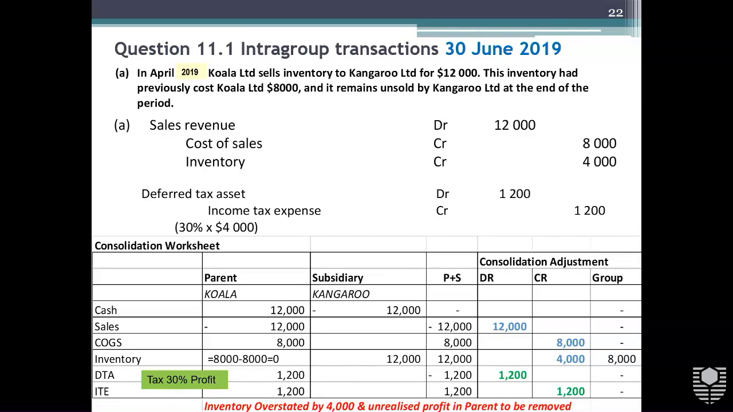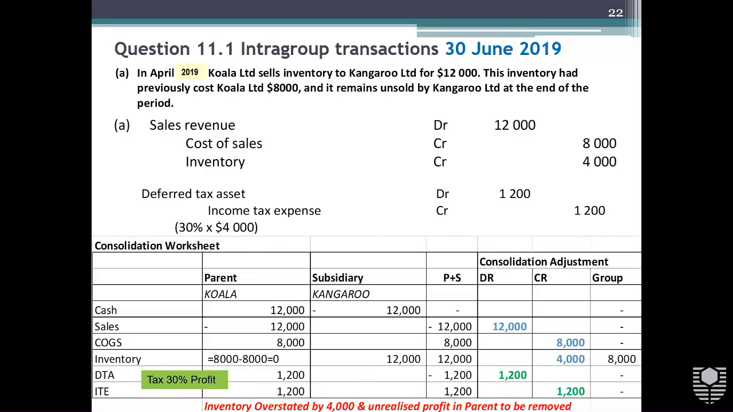So our journal entry, as shown here in the worksheet: debit sales revenue 12,000, credit cost of goods sold 8,000, credit our inventory by 4,000, and account for the deferred tax with that difference.